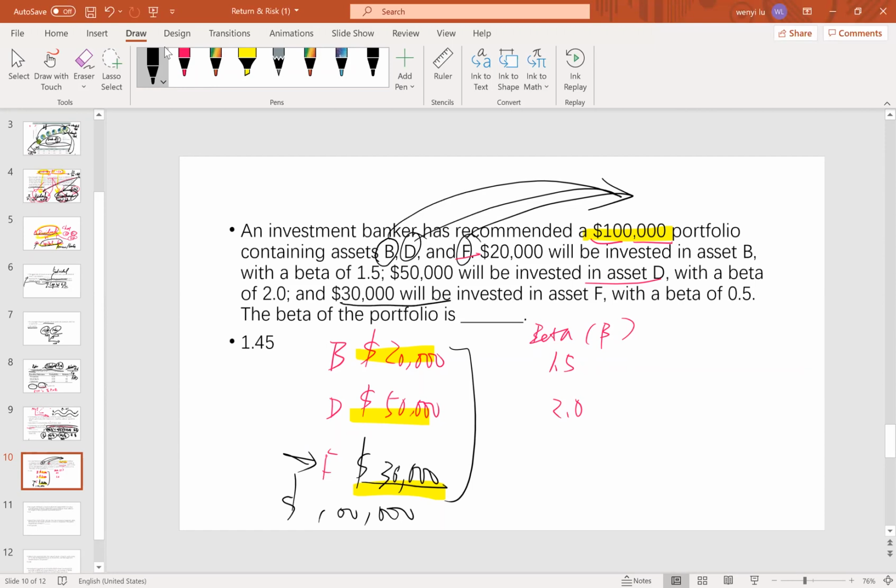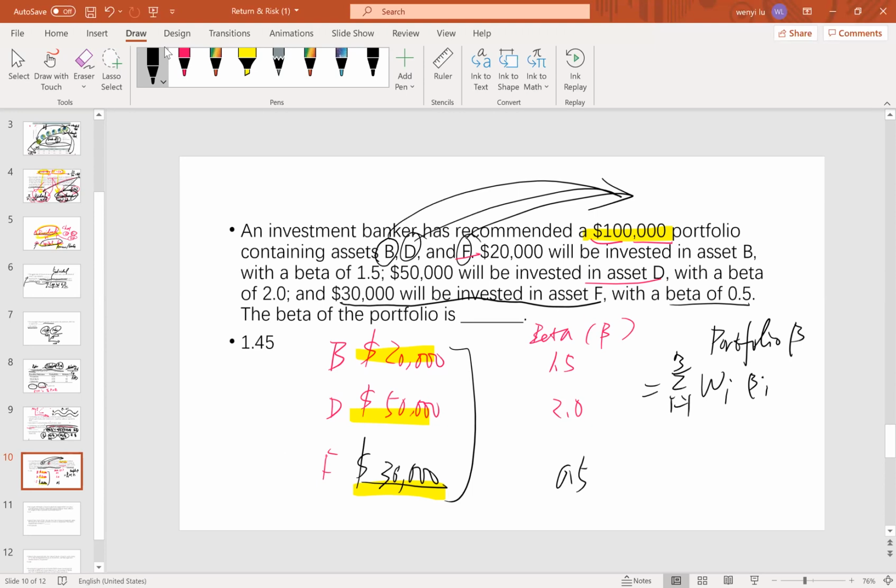And you can see here, $30,000 will be invested in F with a beta of 0.5. So what's the portfolio's beta? Portfolio beta is also the weighted average of the individual betas in your portfolio. So what's the weight of B in the portfolio? We use the amount of B's asset over the total asset value. The weight of B means the proportion of the money allocated to B from the total amount, which is 20 over 100, or 20%. Weight of D is 50 over 100, which is 50%. F will be 30%.